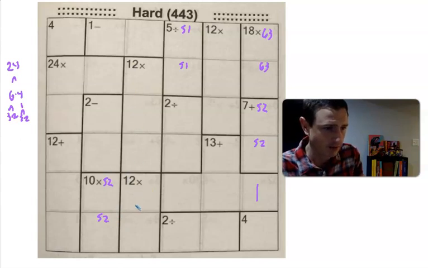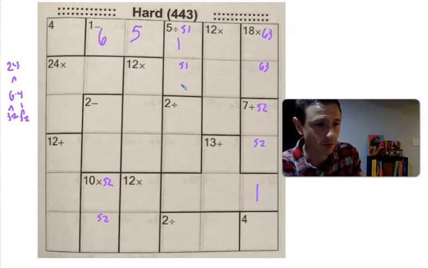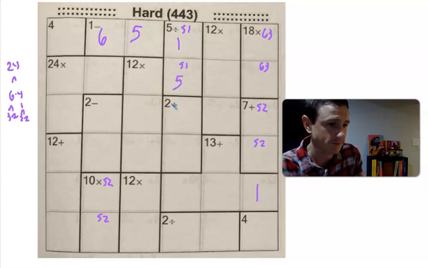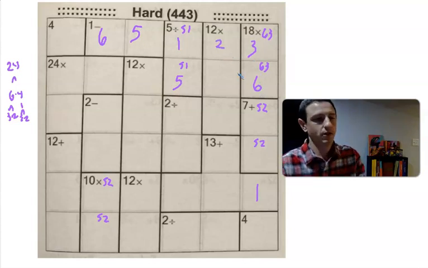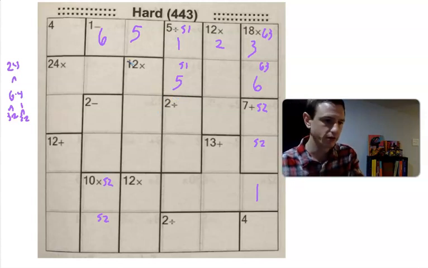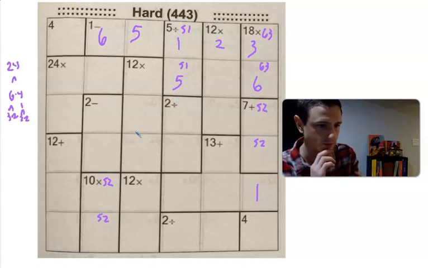So 5s can't go here. So times 12, times 12. So 5 has to be here. This can't be 4, so it has to be 6. This would be 1, 5. So this has to be 3, 6. So 6, 5, 4, 3, 2. Cool. Oh, it's nice to see that little 5 there. The 5 trick always works. No 5s can go here, so it has to go here.